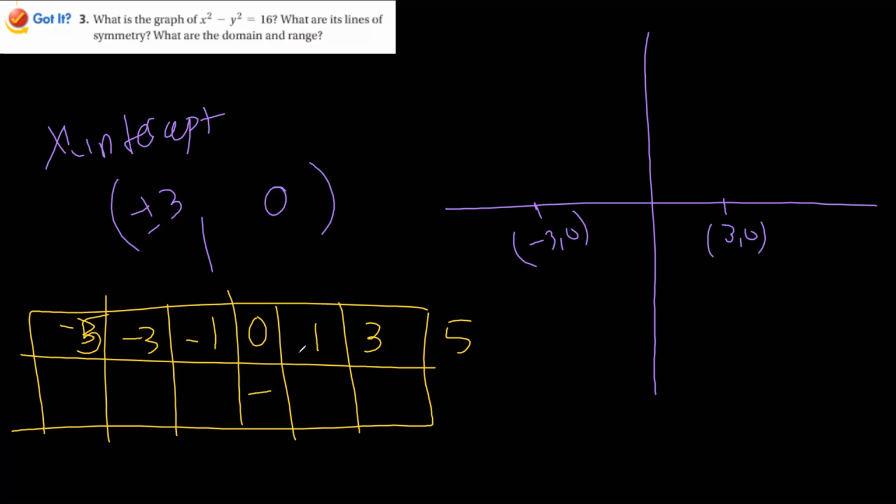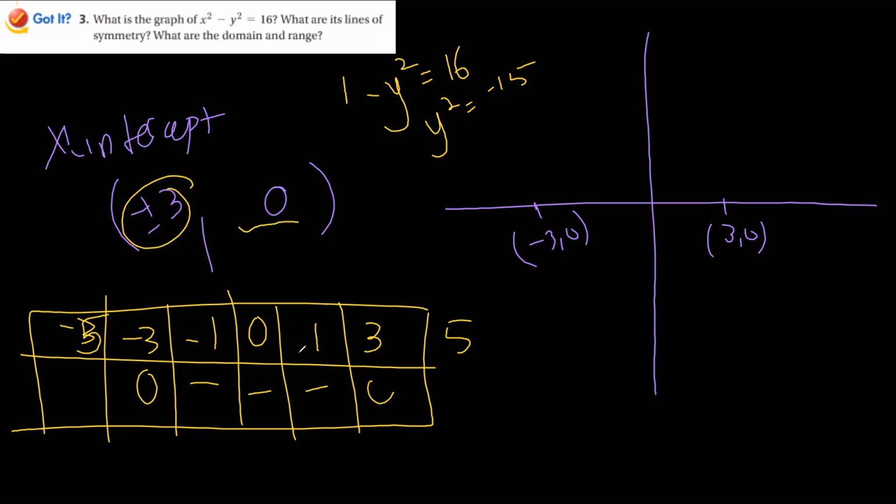Now let's check -1. -1 squared is what? 1 minus y squared equals 16. So y squared equals -15. Is there a real number whose square is -15? Also no. So for -1 and 1, there are no numbers. Let's check -3 now. Yes, at -3 we will have zeros.